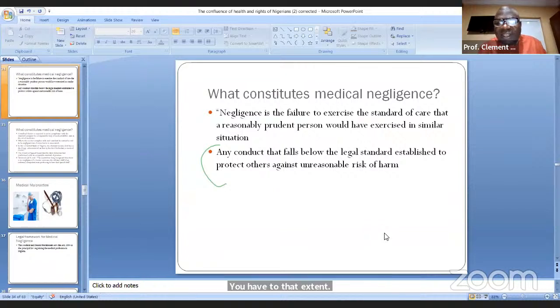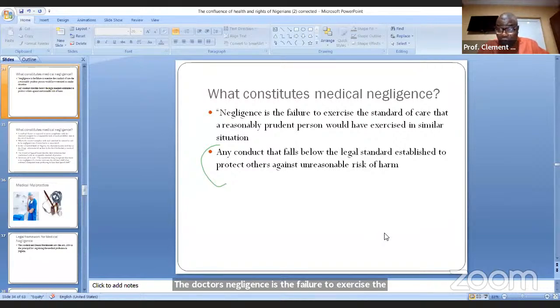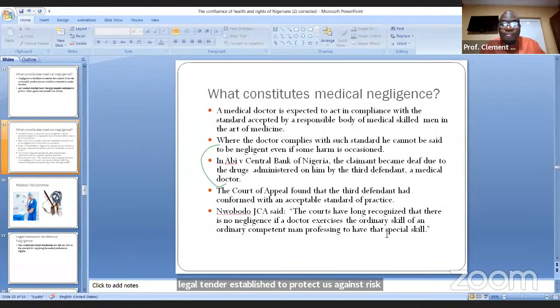Now, what constitutes medical negligence? We have looked at the rights of the patient and the rights of the doctors. Negligence is the failure to exercise the standard of care that a reasonably prudent person would have exercised in a similar situation, working like you, in a similar situation. Or it may mean any conduct that falls below the legal standard established to protect others against a reasonable risk of harm. A medical doctor is expected to act in compliance with the standard accepted by a responsible body of medical men skilled in the art of medicine.